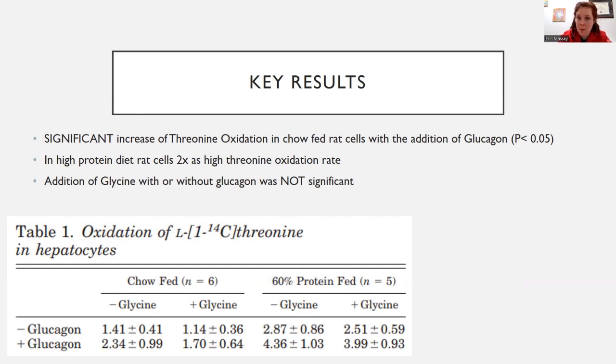But also in the high protein diet rat cells, there was twice as high a threonine oxidation rate anyway. So it was even higher. So glucagon made the chow-fed rat cells, which don't have a lot of protein, break down threonine faster. The ones who were fed casein had twice as high a threonine oxidation rate to begin with. So on a high protein diet, there's more to break down. There's more threonine available. Duh.